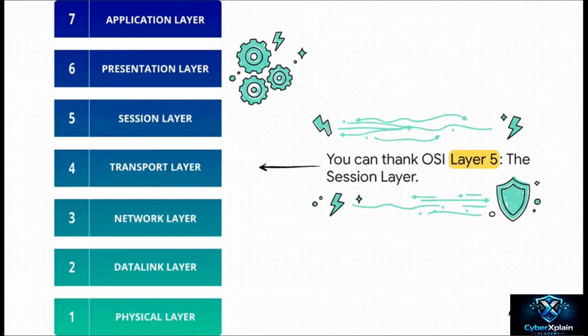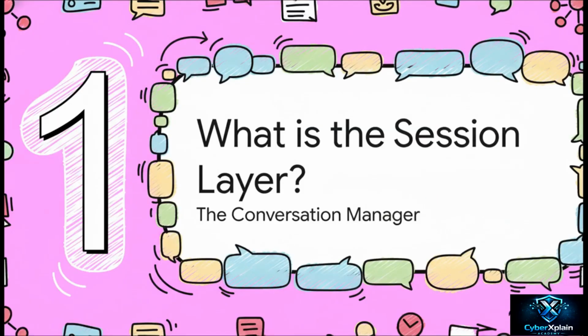Well, believe it or not, that smooth experience isn't just magic. It's actually the work of a very specific part of our networking architecture. And that's the fifth layer of the OSI model, the session layer. It's like this invisible force that keeps our digital conversations stable and connected, even when things go a little wrong. So what is this layer really doing behind the scenes?